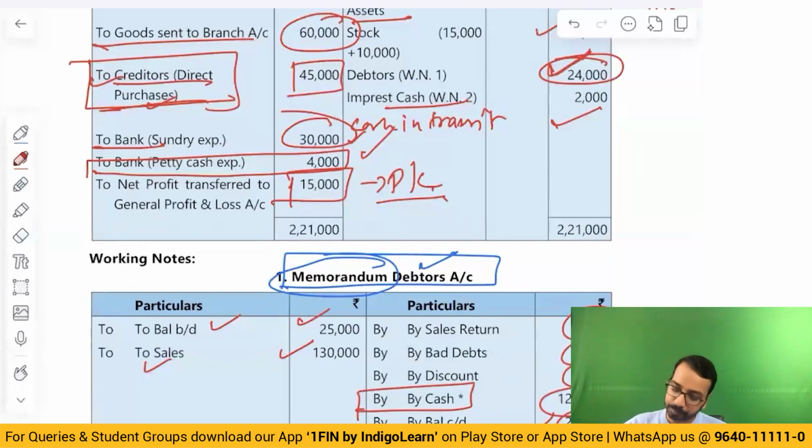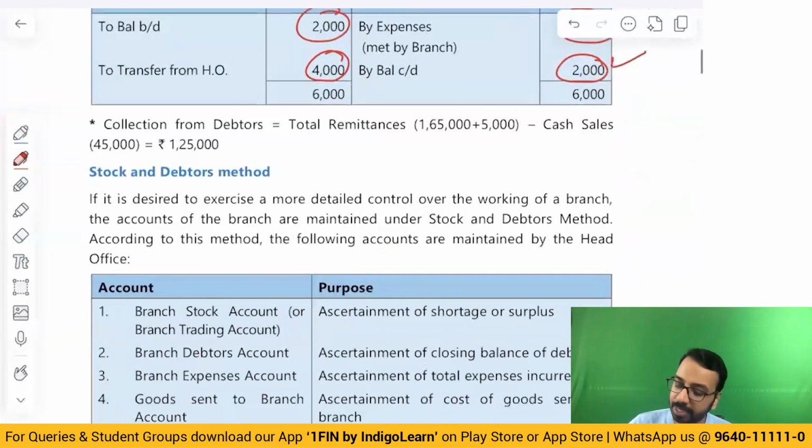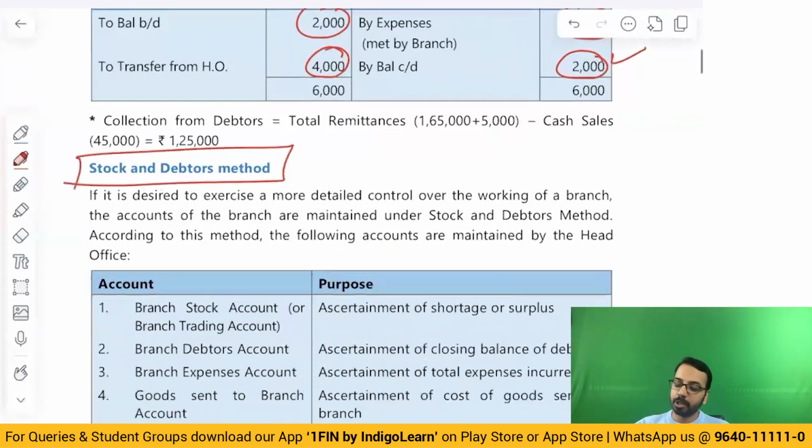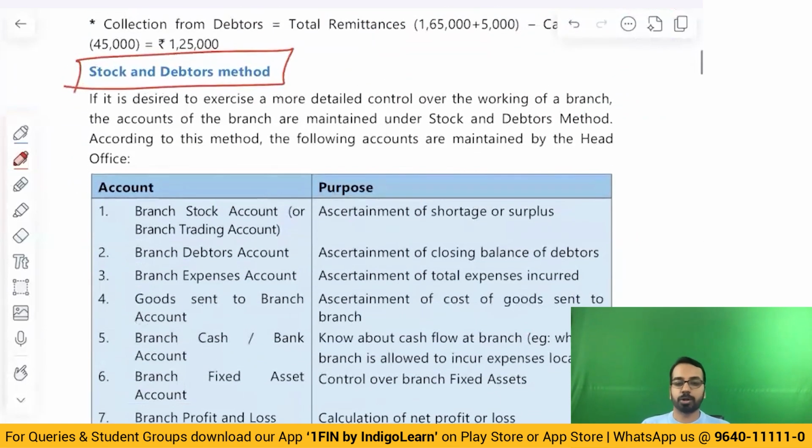All right. Then the second variation is stock and debtors method. Now, what the stock and debtors method basically means is you want more details of the expenses and all that has been done. So when it comes to stock and debtors method, what you do is you will prepare a stock account. Whose stock account? Branch stock account. You'll maintain branch stock account. Then you'll maintain branch debtors account.